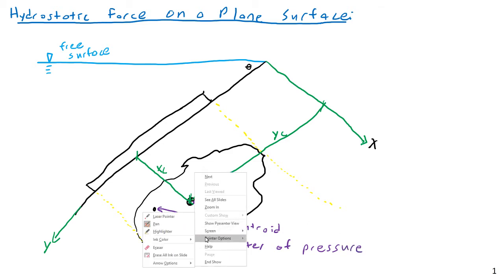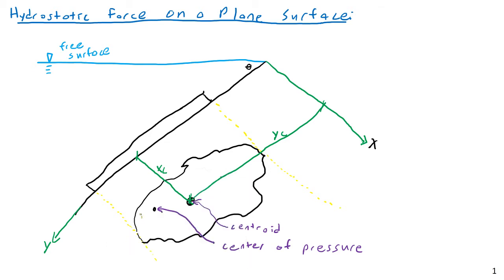And then this has a few coordinates that we'll need to keep in mind. I'm going to use a subscript R for the center of pressure because that comes from the word resultant. This is going to be XR, the X coordinate of the center of pressure, or the X coordinate of the resultant.